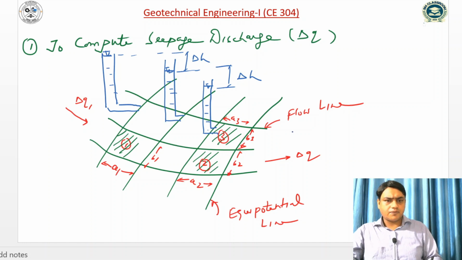So the flow line and equipotential line are perpendicular to each other. We can see the equipotential lines are perpendicular to each other, and this is the flow path. Along the flow path, our flow will be possible. So first, second, and third are the flow fields. What is the property of a flow field? It will be square in shape, meaning A1 is equal to B1.